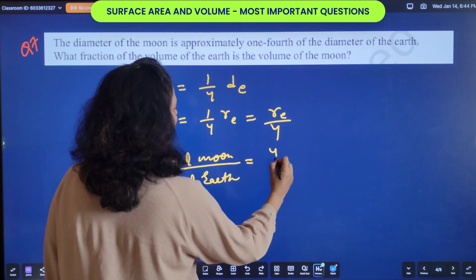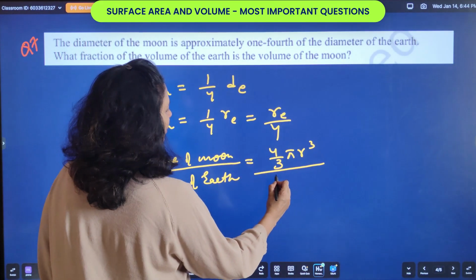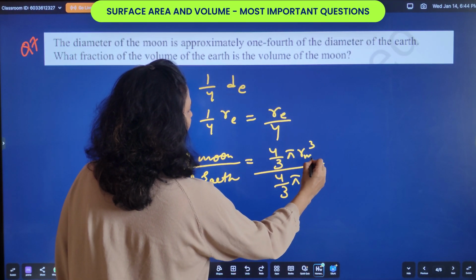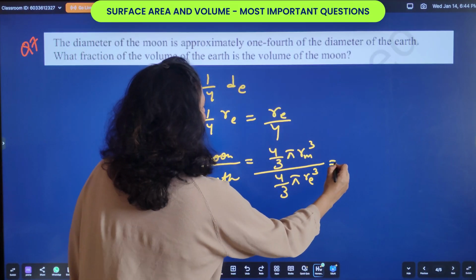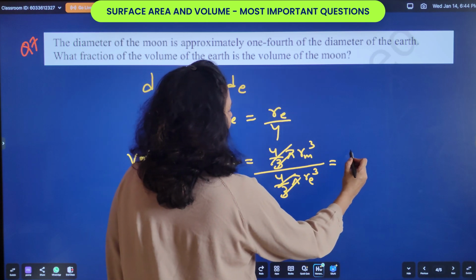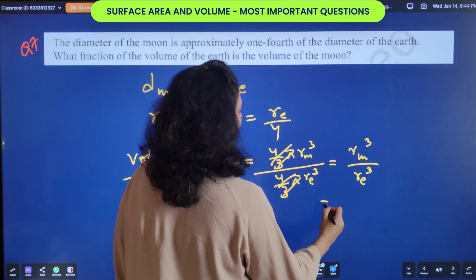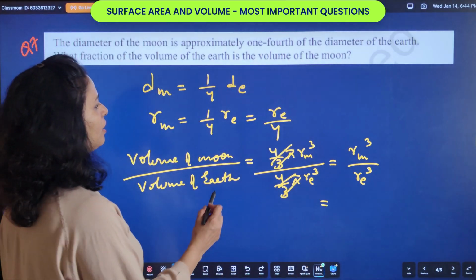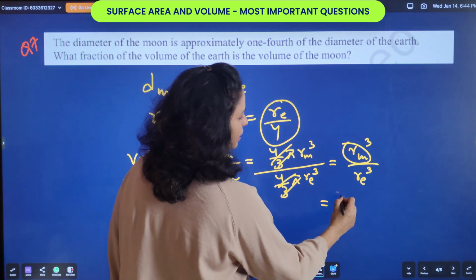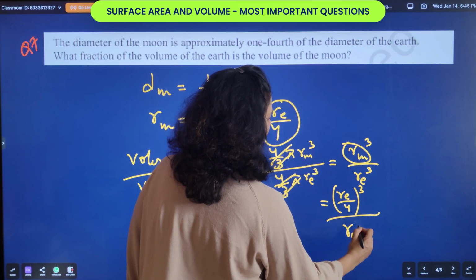So volume of the moon, since it's a sphere, 4 by 3 pi r cube, this is rm cube, and volume of the earth will be 4 by 3 pi re cube. Okay, so let me first cancel 4 by 3 pi. So what is remaining here? Rm cube by re cube. Okay, now what is rm? Rm is re by 4, right? So in place of rm, I will write re by 4 whole cube by re cube.